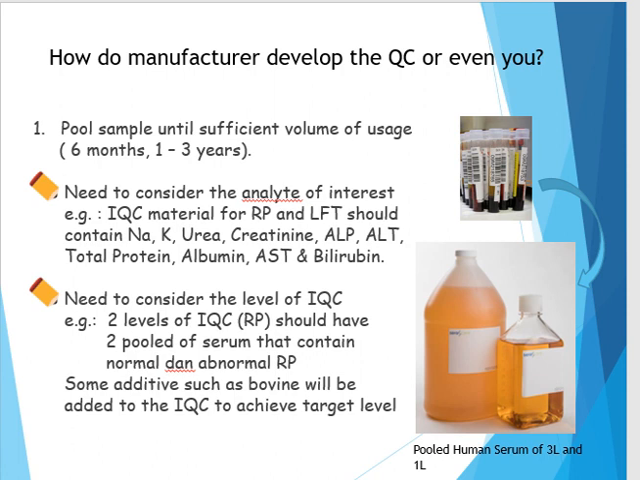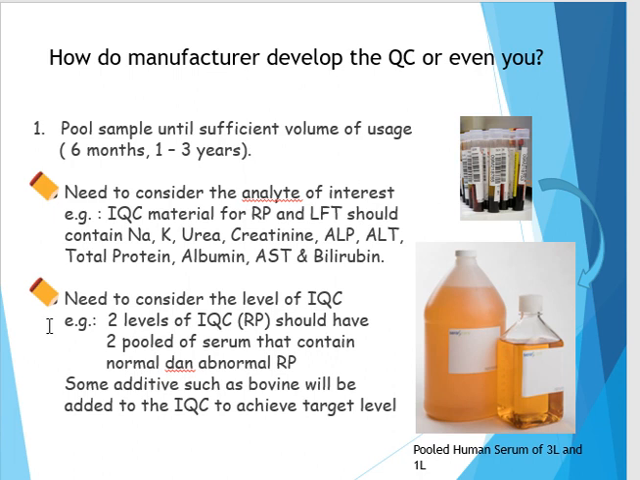So how do manufacturers develop the QC, or even you? Okay, first we need to pool samples until sufficient volume of usage. Sufficient volume of usage for 6 months at least, or 1 or up to 3 years. We need to pool many samples, and we need to consider the analyte of interest. Example, if the QC material is for RP and LFT, so it should contain sodium, potassium, urea, creatinine, ALP, and the analytes for LFT in the QC material.